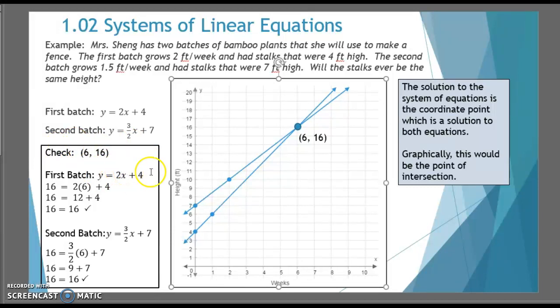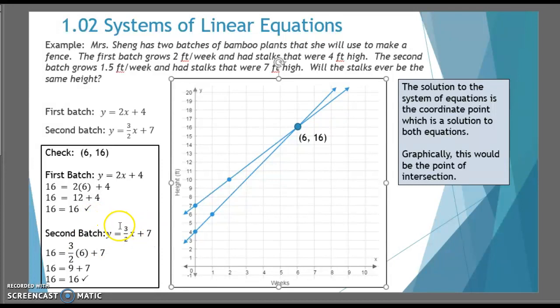So here's our first equation. What we're looking for is the same number on both sides of the equal sign. So 16 for y, 6 for x. 2 times 6 plus 4 is 12 plus 4 is 16. So this one works for that equation.